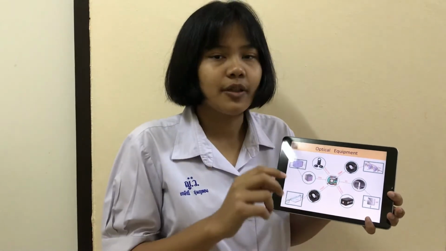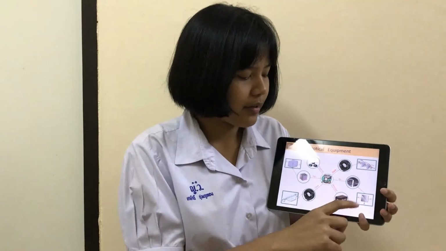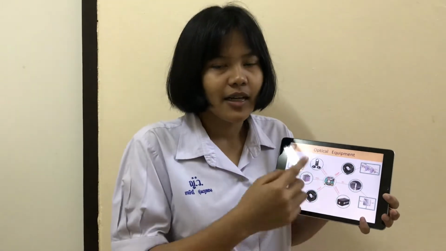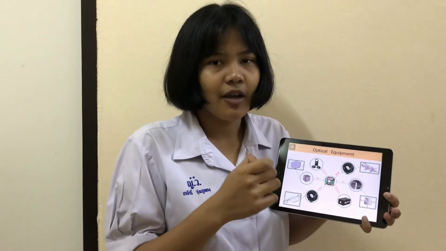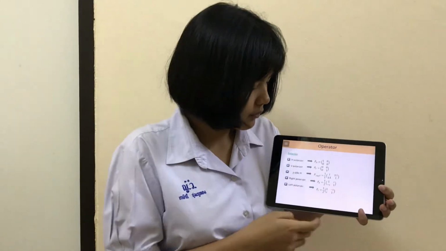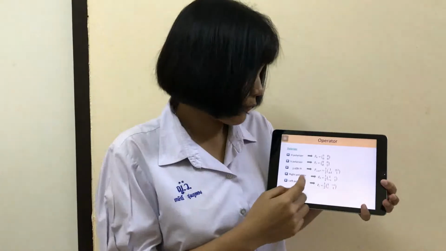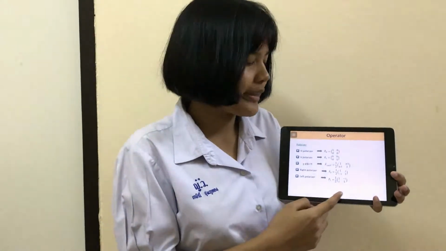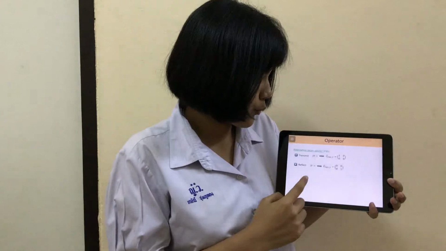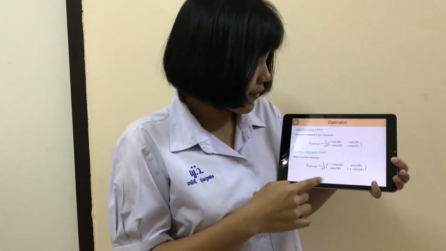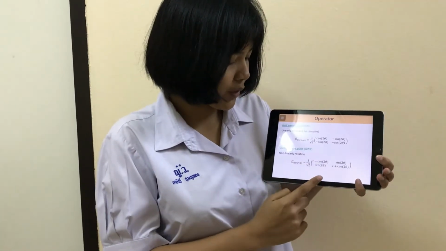And five, we have the beam splitter, but it just splits the beam. And six, we have the detector. This is the photon detector. It can detect the absence or presence of a single photon. Okay, this is the operator of the polarizer, and we will show it in a density matrix. This is the operator of the polarizing beam splitter. And this is the operator of the half-wave plate and quarter-wave plate.